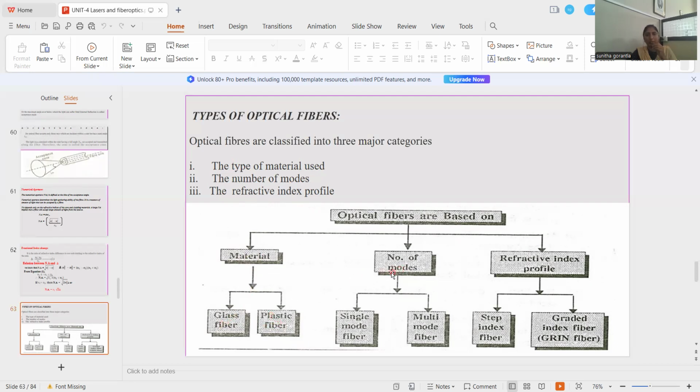The second one is the number of modes of propagation. Again, optical fibers are divided into two types: single mode fiber and multi-mode fiber. And the third classification is based on the refractive index profile. Optical fibers are divided into two types: step index optical fiber and gradient index optical fiber. These are the types of optical fibers.